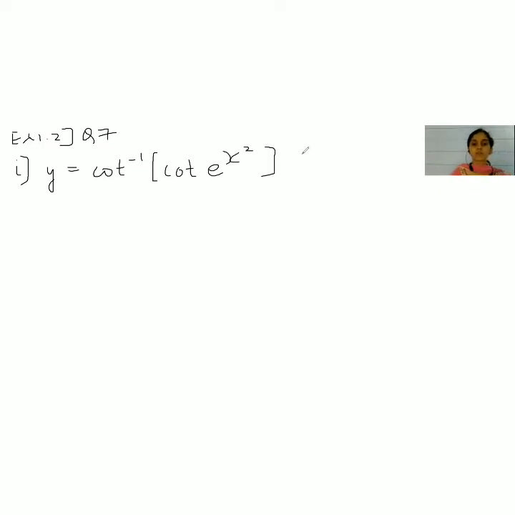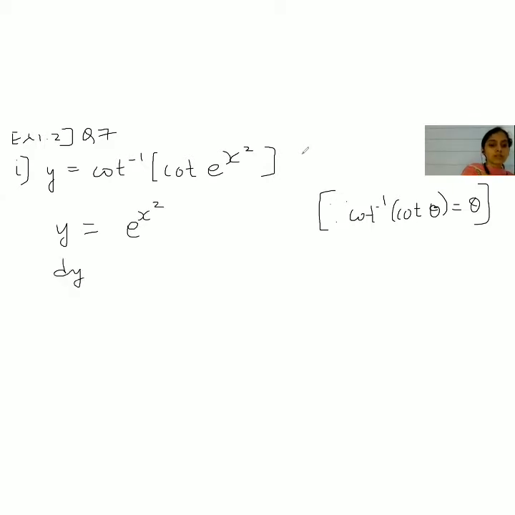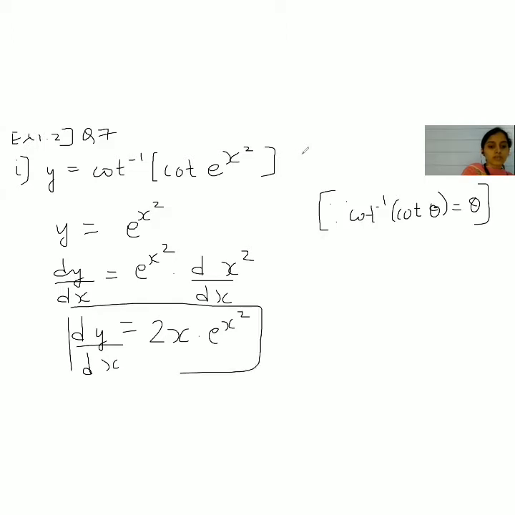Now, what is cot inverse of cot theta? We write it in bracket over here, since cot inverse of cot theta is equal to theta, right? So we can say y is equal to e raised to x square. Now dy by dx is equal to d by dx of e raised to function, which remains the same, multiplied by d by dx of x square. So this will be 2x e raised to x square, the final answer for dy by dx. This is question 7, the first one.